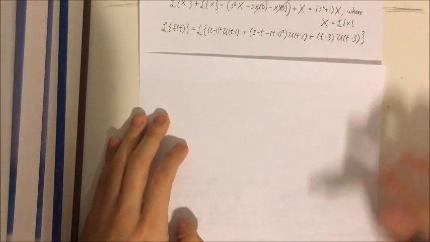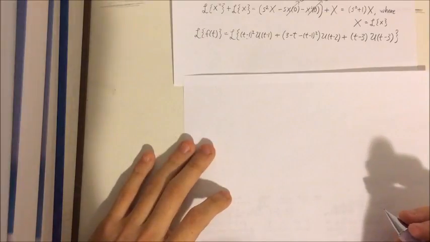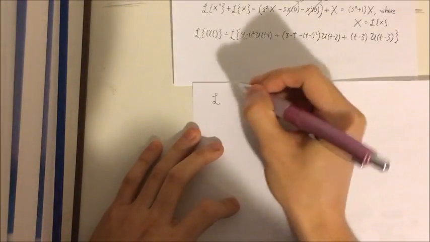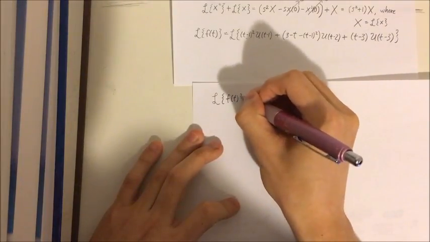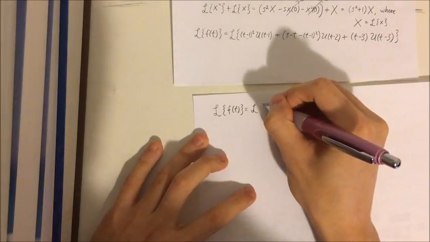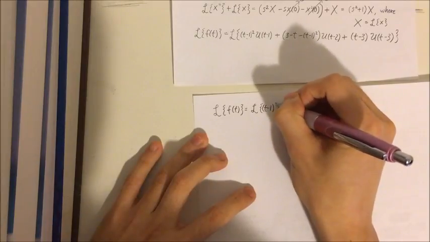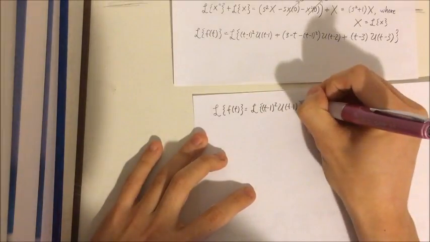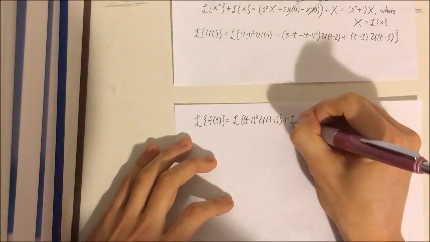So let's see here. Well, we're going to use the linearity of the Laplace transform again to split up the add-ins. I think that's what's called add-ins. Well, L of f of t is equal to the Laplace transform of this thing, u of t minus 1, this thing, plus the Laplace transform of this thing.